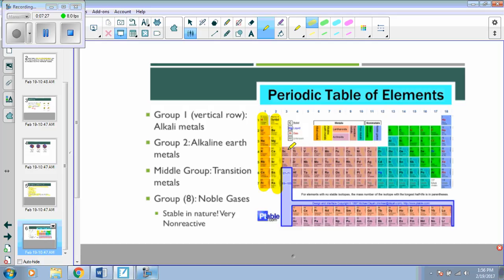Your middle group is deemed your transition metals. And then the last group you're going to need to know for me are your noble gases, which is group 8. Now, looking at this periodic table, I know the numbers are a little smaller, but in some cases, people who develop periodic tables include the transition metals as part of the periodic table.